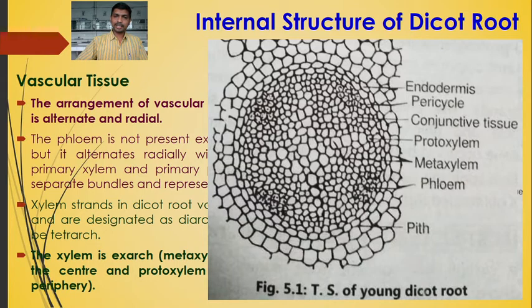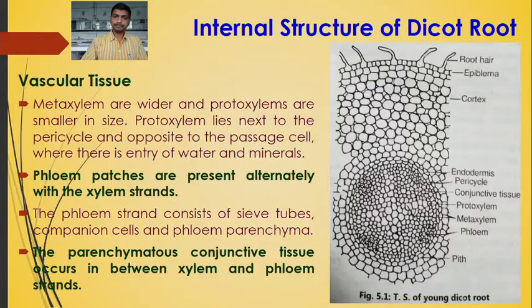If there are 2 xylem strands, then we say it is diarch. If there are 3, we say triarch. But in this diagram, we found 1, 2, 3 and 4 xylem strands, so it is tetrarch.